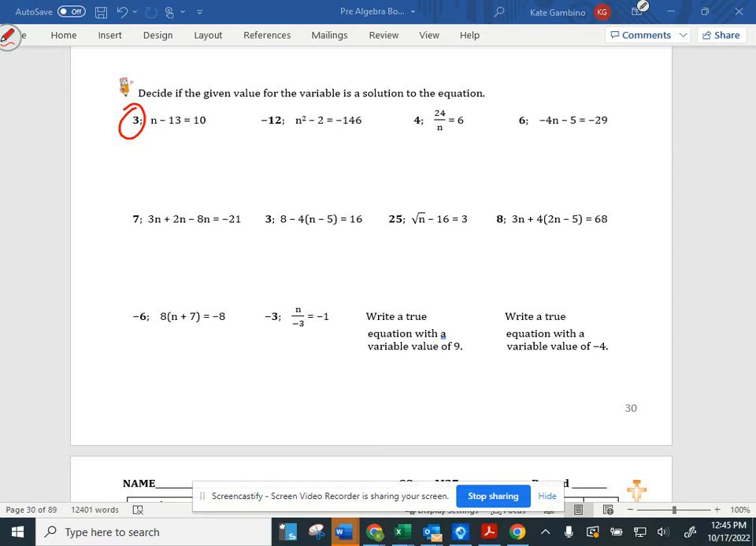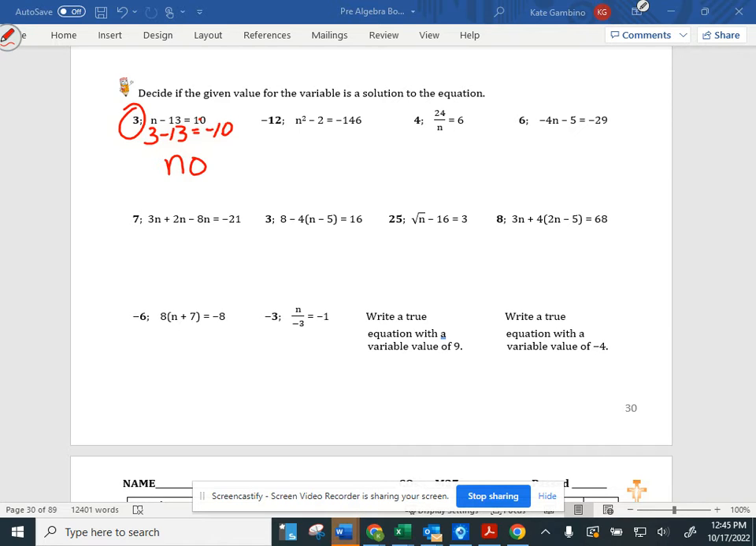So you're going to put 3 in for n, and you're going to say 3 minus 13 equals, oh, it doesn't equal 10, does it? It equals -10. So am I going to write a yes or a no? I'm going to write no because they do not equal the same.